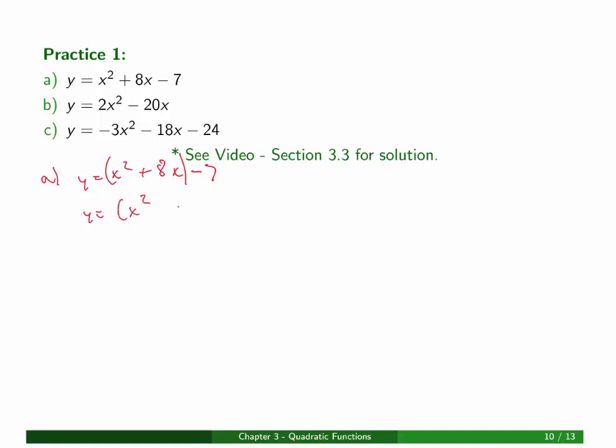What I'm going to do is add and subtract half of that squared. 8 divided by 2 equals 4. 4 squared equals 16. Therefore, I'm going to add 16 and minus 16. Minus 7. You're basically going to move this bracket that I just put over here, and we can do that right off the start.